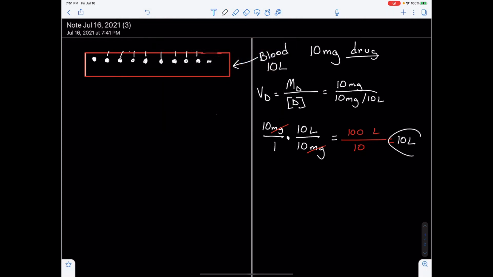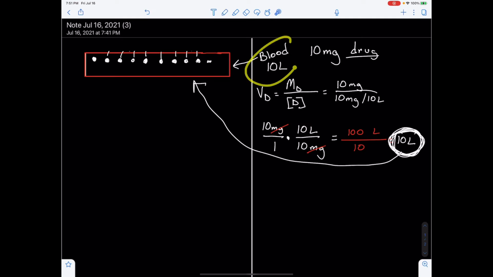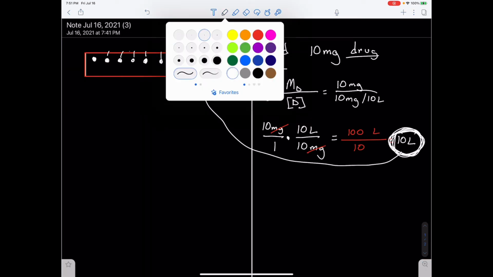Which is going to equal 10 liters. So our apparent distribution is exactly the same as our actual distribution, because it appears that the drug is distributed over 10 liters, and in fact, our blood compartment that we designed here is 10 liters. So that means none of the drug left the vascular compartment. All of it's still in the blood. All right, so now let's look, and we're going to go ahead and move those out just like we did.